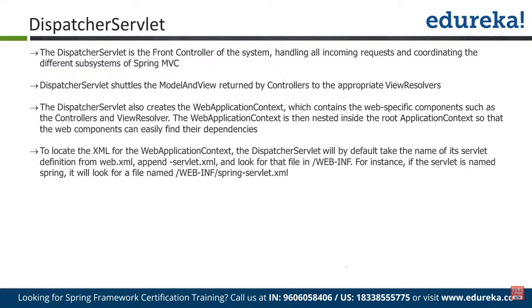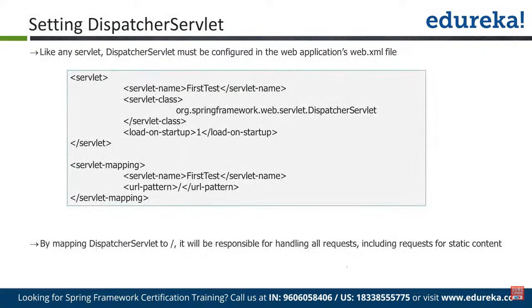For an example, if the servlet name is Spring, the name of the servlet here is dispatcher servlet, right? If it is Spring, then your servlet name should be spring-servlet.xml. Here is the web XML example. Here is the servlet and servlet mapping. What should be the name of XML? As I said, it's servlet name plus -servlet.xml. And the servlet name here is first test, which means first test-servlet.xml. That should be the bean name.